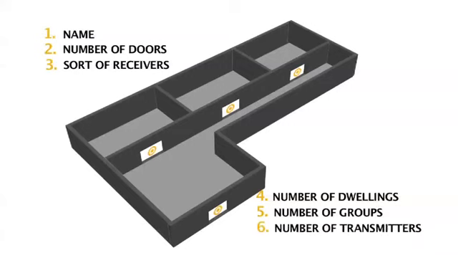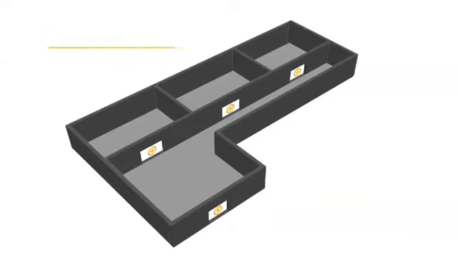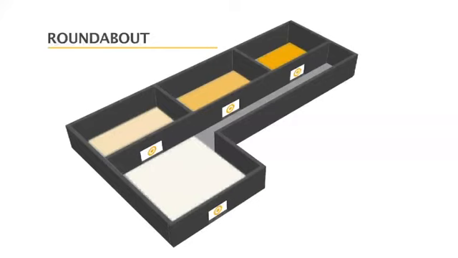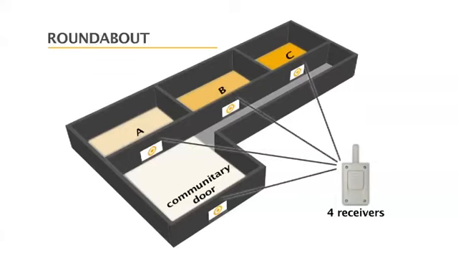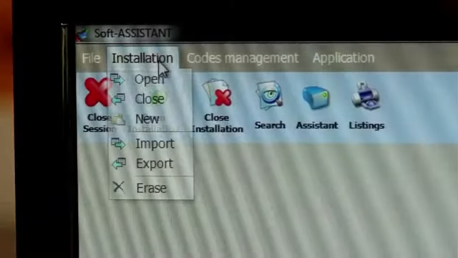In our example, we have a neighbours community, which we will call Roundabout, with 3 residential buildings and a community car park at the entrance, which does not correspond to any building. So we have an entrance door to the community garage and 3 entrance doors to the buildings. Hence, this installation has 4 doors and will thus require 4 receivers. 1 for the community entrance, 1 for the door of building A, 1 for the door of building B, and 1 for the door of building C.